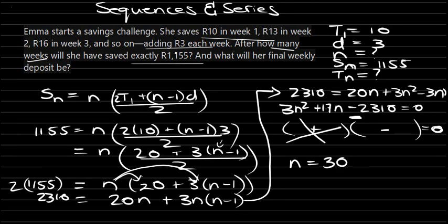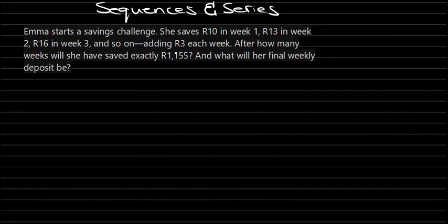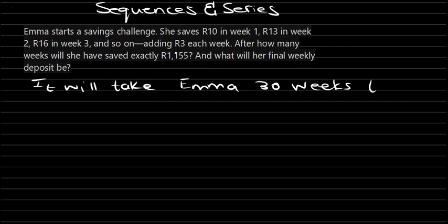So it will take Emma 30 weeks to save up the amount of 1,155 Rand. Okay, so there's one more thing that we need to do. We now calculated the 30 weeks, but there's one more thing that we need to do.